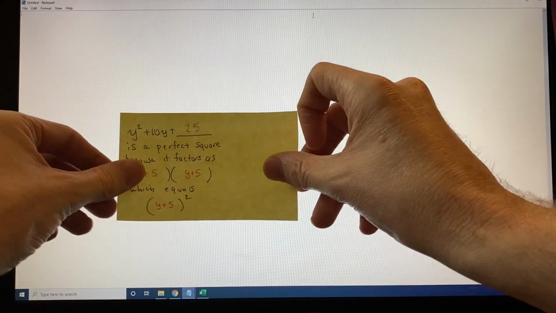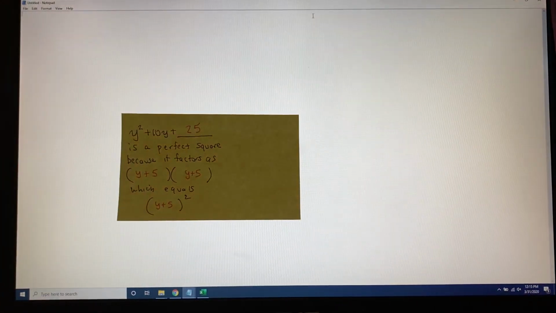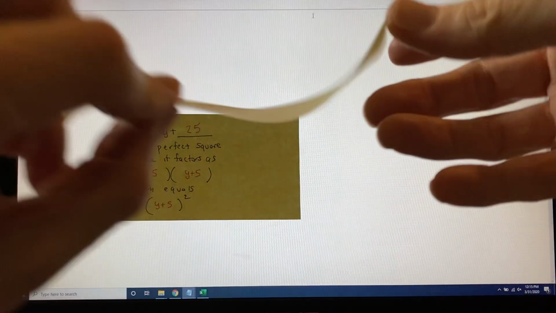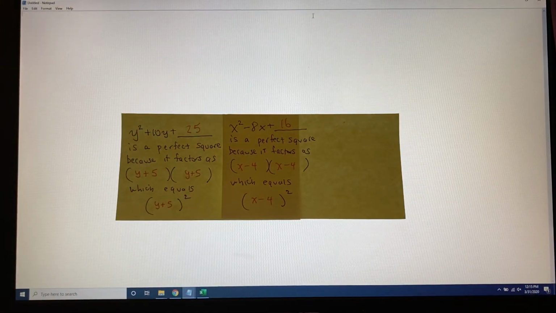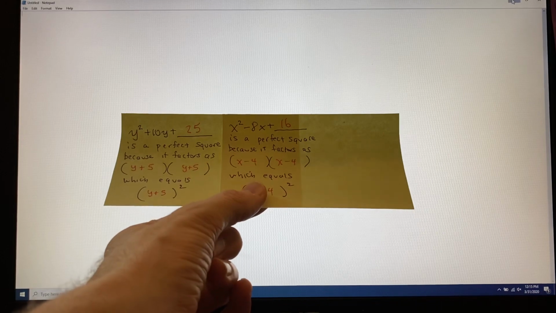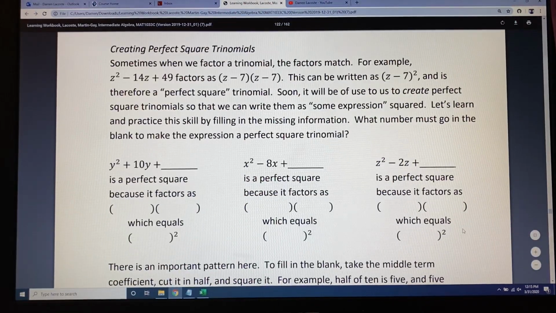All right, and now here's the solution. For the second one, we have x squared minus 8x plus blank. The thing that goes in the blank is 16. That's a perfect square because it factors as x minus 4 times another x minus 4, which equals x minus 4 in parentheses squared. All right, one more time, and now the third one.